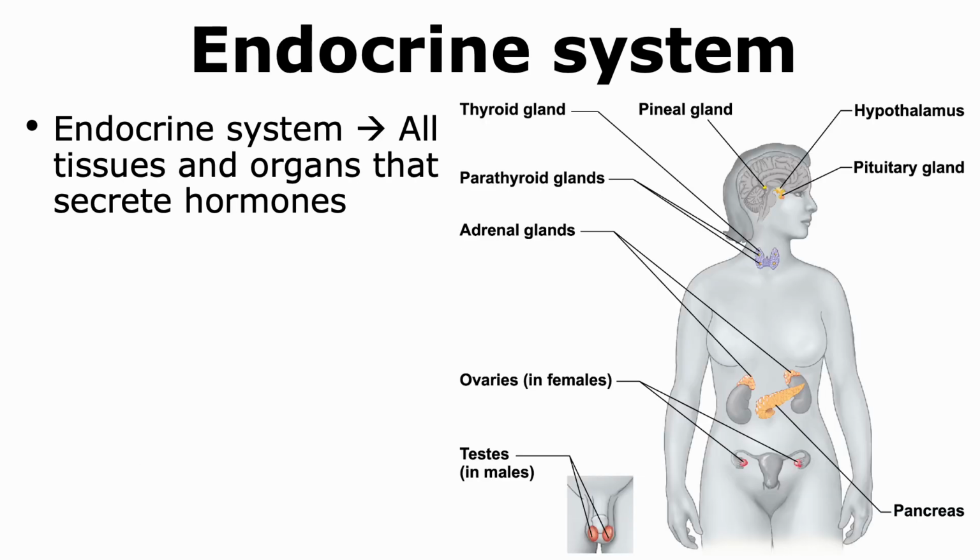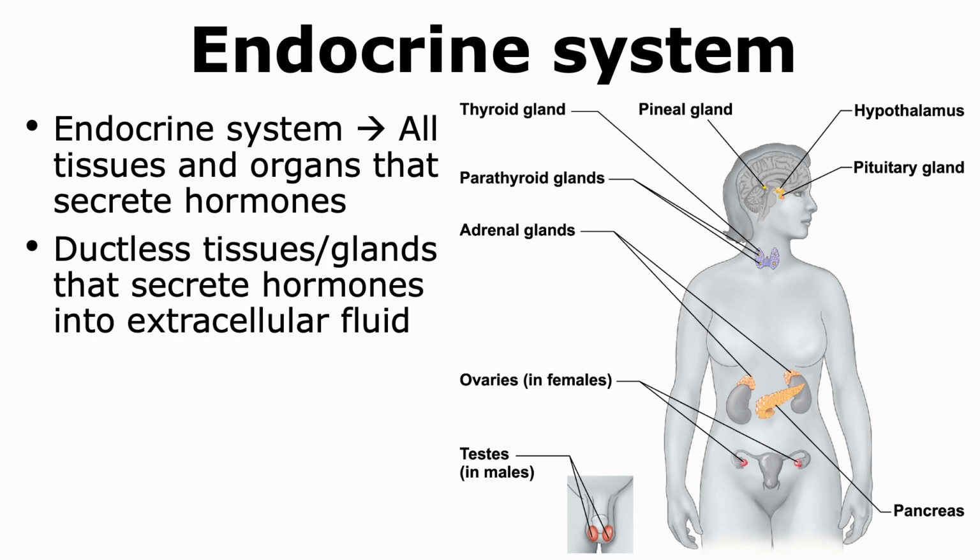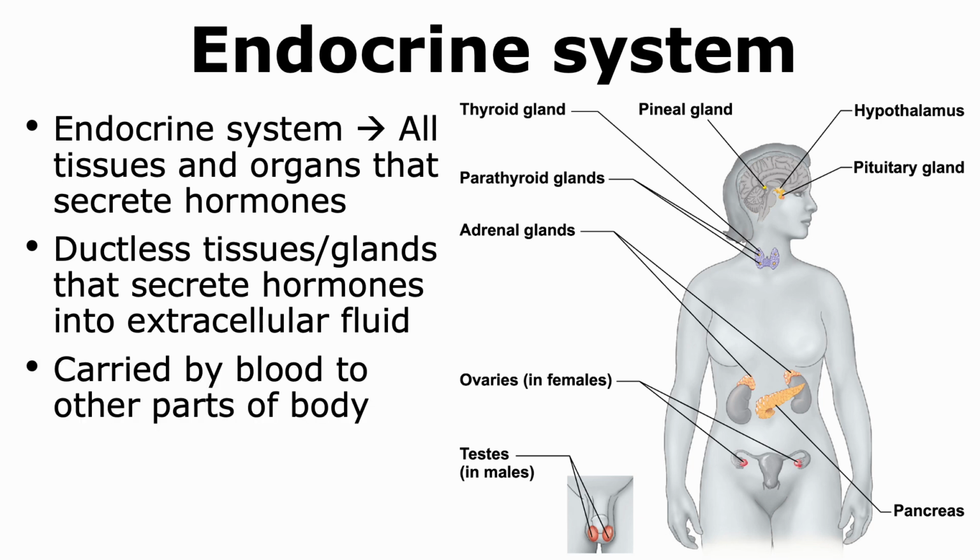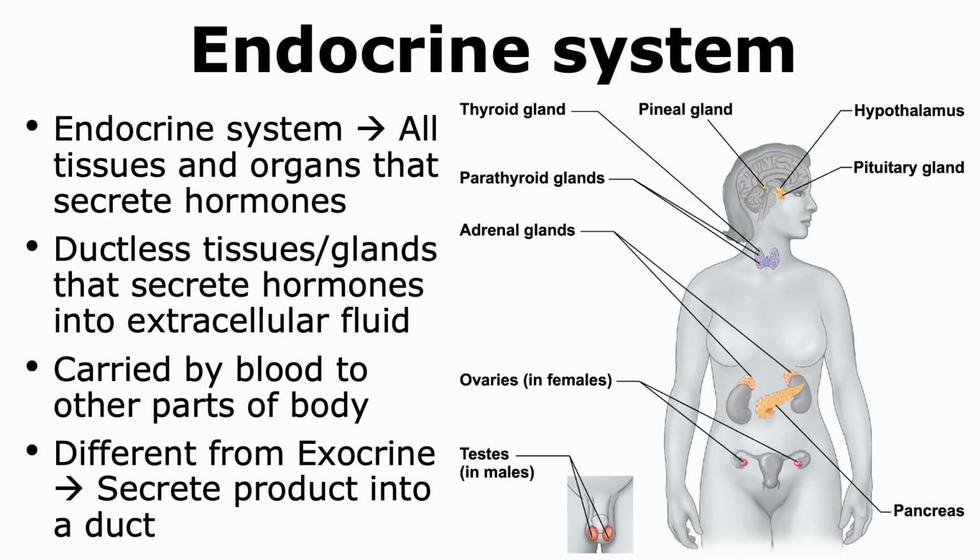The endocrine system comprises the tissues and organs that are known to secrete hormones. These tissues and organs are ductless and hence secrete the hormones into the extracellular fluid. The hormones are then carried by blood to different parts of the body. The endocrine system is different from exocrine tissues and glands, which secrete their products into a duct, which is a tube-like structure.